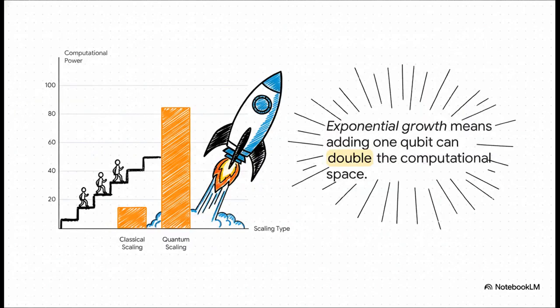This chart really drives the point home. Classical scaling is like climbing a staircase. You add a step, you go up one step. Quantum scaling is like launching a rocket. Every single qubit you add can literally double the machine's entire computational workspace. That is the game-changing, decisive difference.